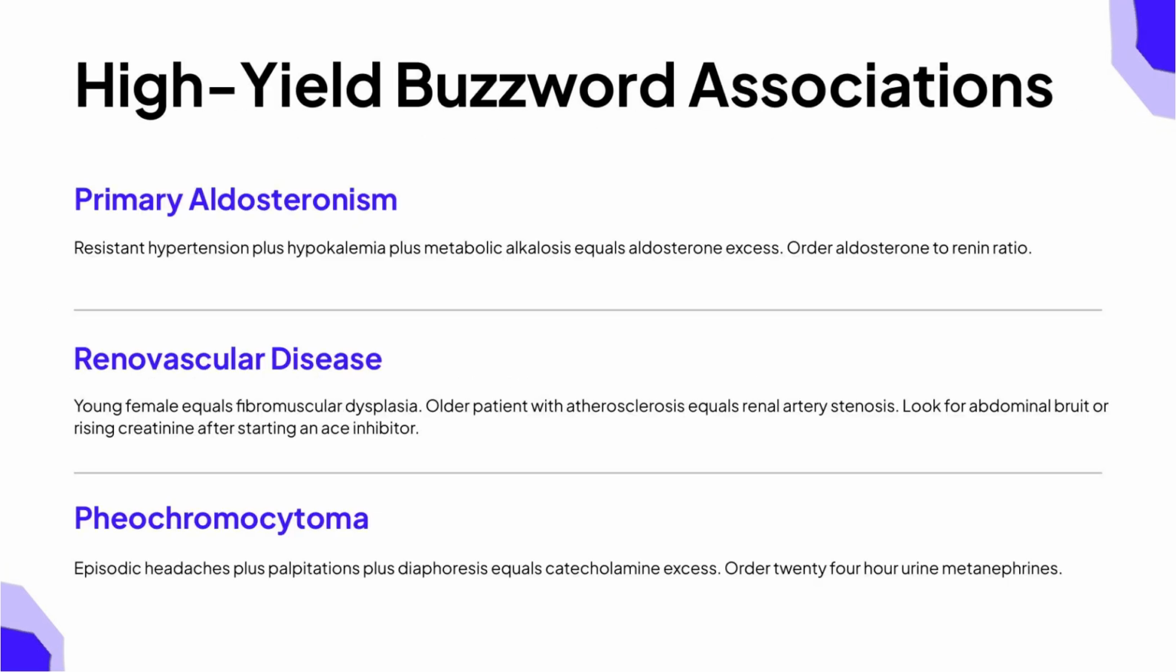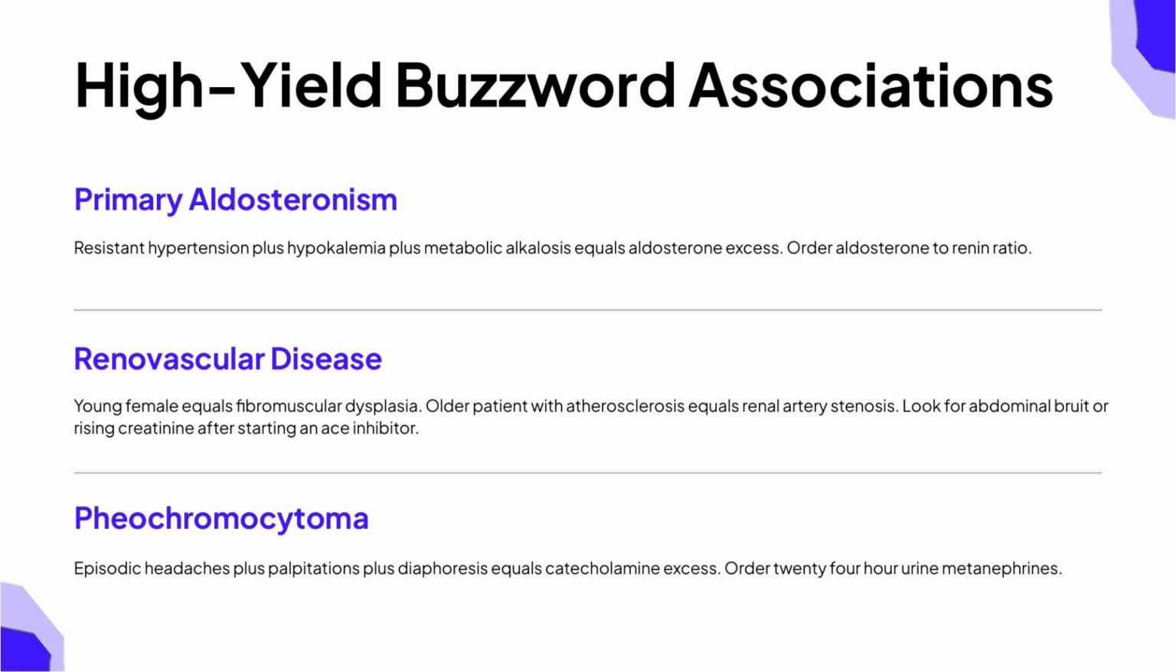These buzzword associations are absolutely essential. Let us go through each one. For primary aldosteronism, remember this pattern. Resistant hypertension plus hypokalemia plus metabolic alkalosis equals aldosterone excess. The screening test is an aldosterone to renin ratio.